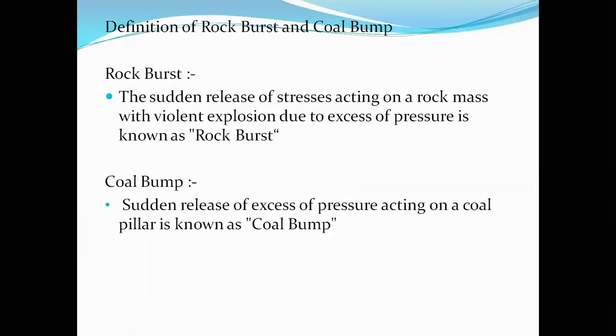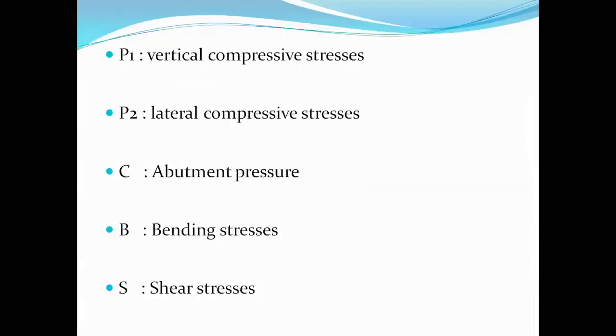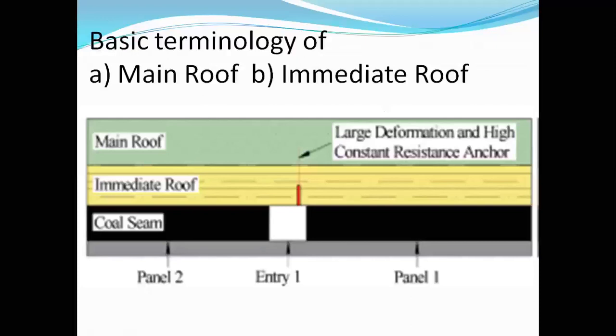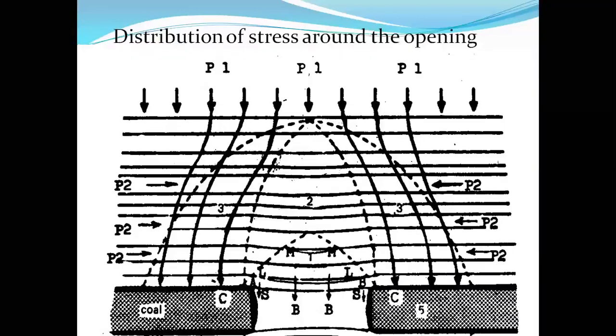Okay. Now let us come back to the actual topic. We discussed in the previous slides how exactly the stress acts, the main roof, the immediate roof, and the coal seam. Let me reiterate: the roof which is present immediately above the opening is called the immediate roof, and the roof which is present above the immediate roof is called the main roof. Due to this overlying strata, more and more stress will be acting on the coal seam.